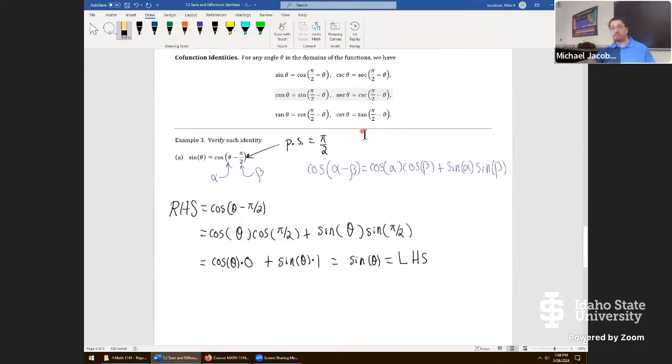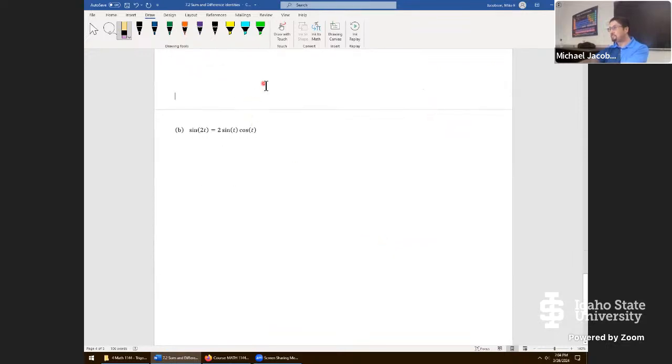We ended class on looking at a cofunction identity that finally explains why cosine is named co to the sine function, because it's really just a phase shift by pi over 2. But for the problem we left on, we're going to prove this identity right here.